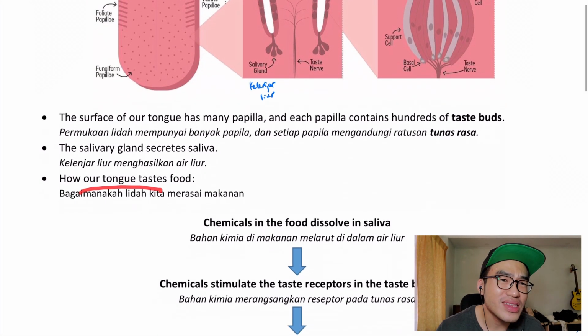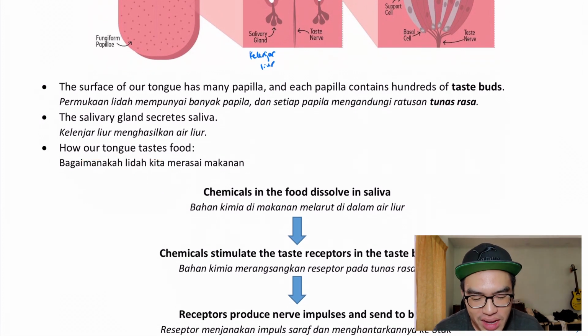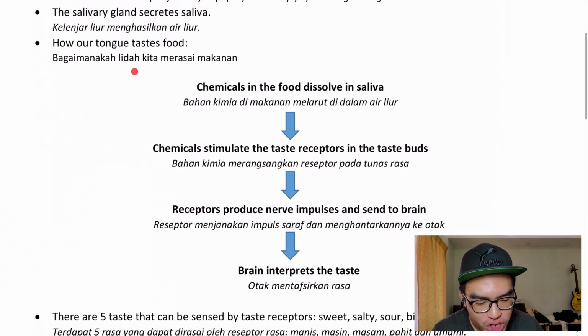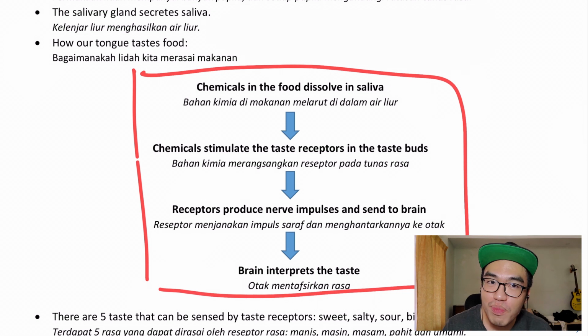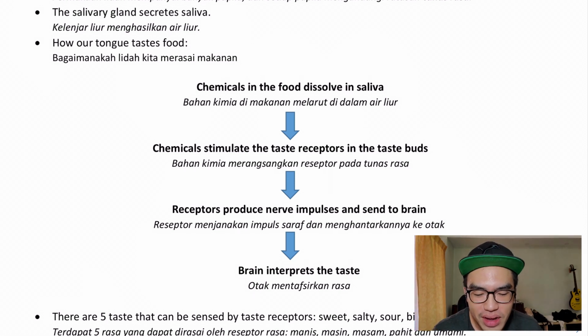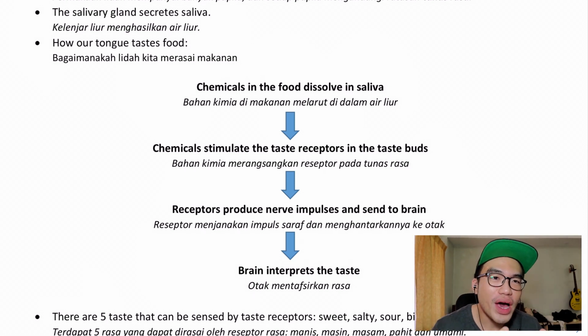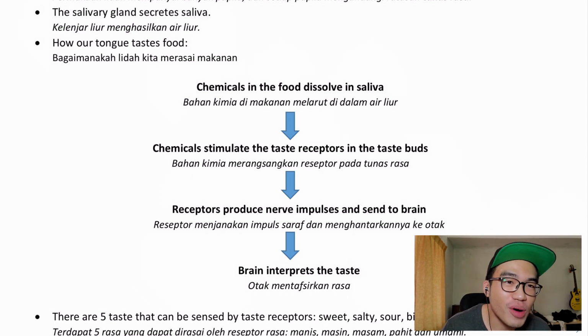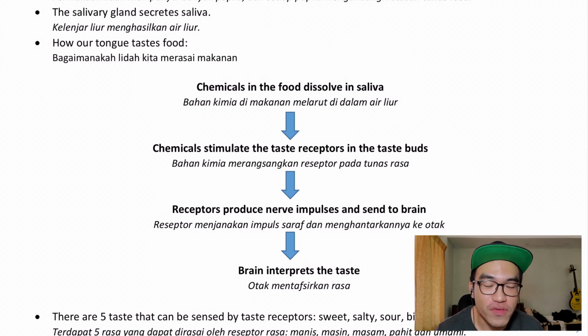So how does this saliva work? We have to look at this flow chart here, and I want you to pay close attention to this flow chart, because this is the most common thing that they ask in exam. Alright, so first step, when you put food into your mouth, you have saliva. The saliva's job, first thing, is to dissolve the food. So that will be my first point.